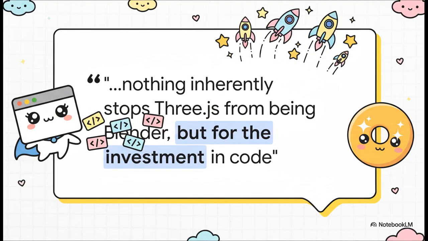But our optimist isn't down for the count. He pivots. He comes back with a better, stronger argument. He says, okay, fine, you're right about how things are today, but there is absolutely nothing inherent in the web that stops a Three.js app from one day becoming as powerful as Blender. The only thing missing is just the time and the investment in the code. He's shifting from what is to what could be.